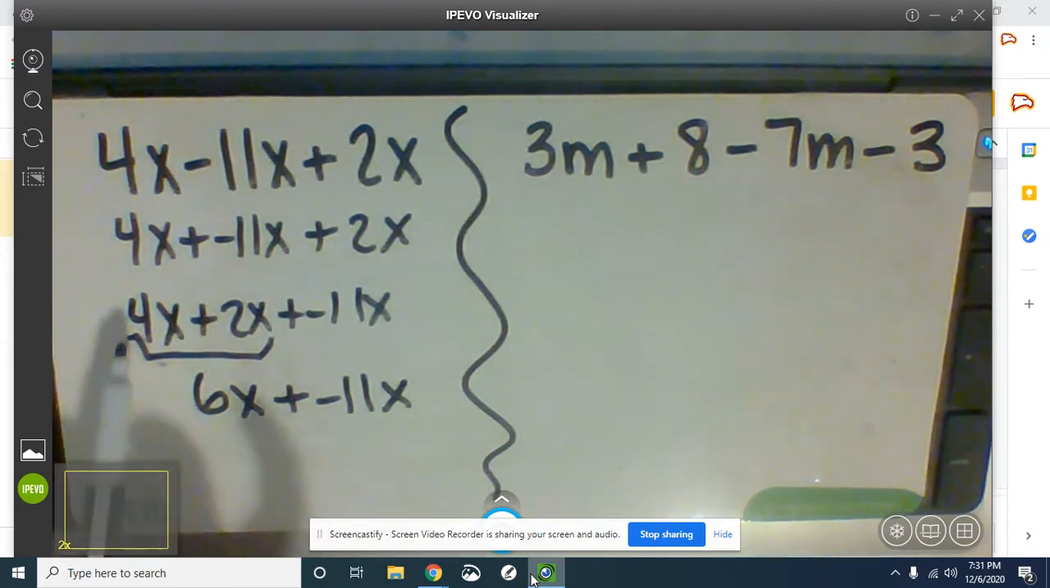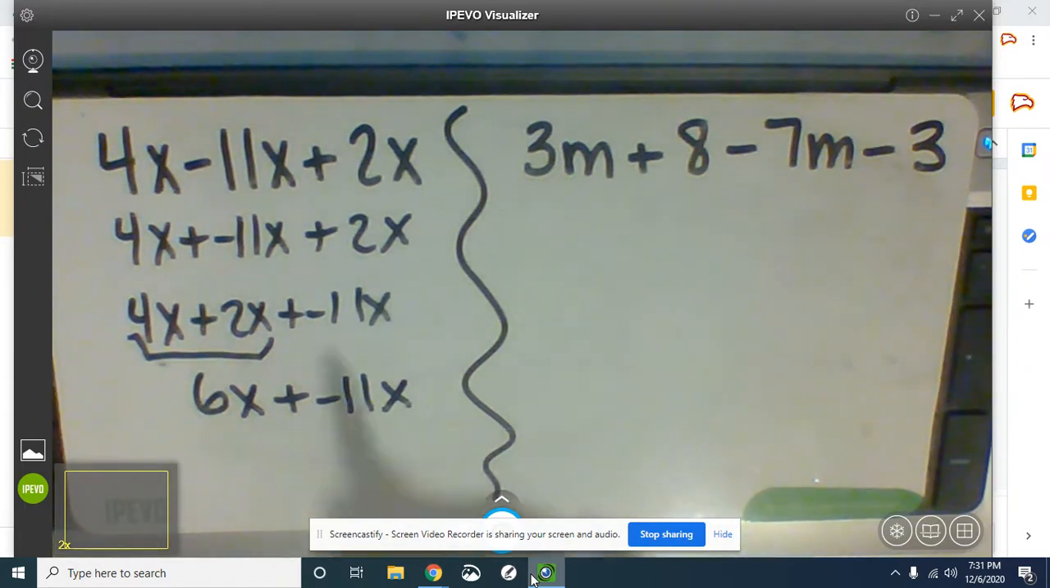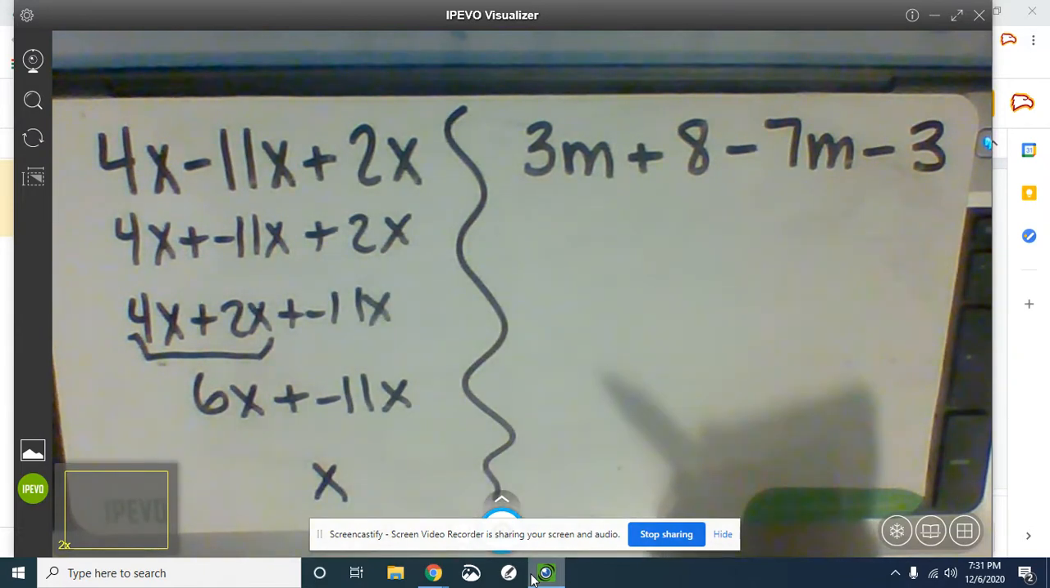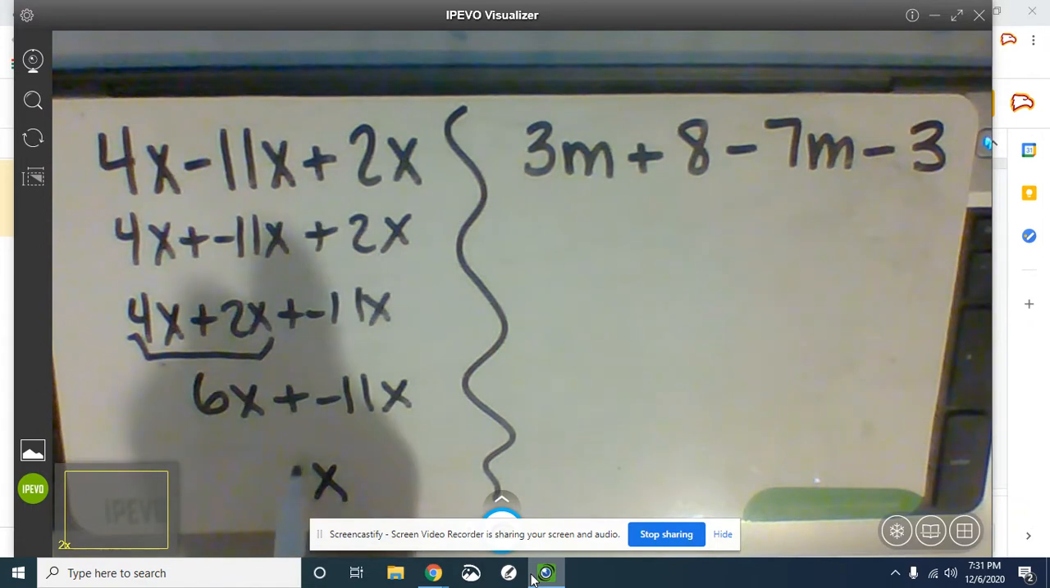The reason that was easier is because they were the same sign, so I could just add and keep the sign. Now here's when our addition rules for integers are a little more complicated. 6x plus negative 11x. The signs are different, so we're going to have to subtract. And then there are more negatives. So 11 minus 6 is going to give us 5. And there are more negatives than there are positives.